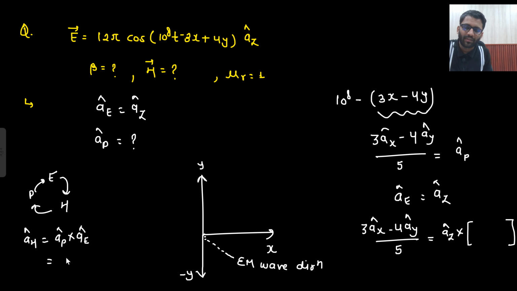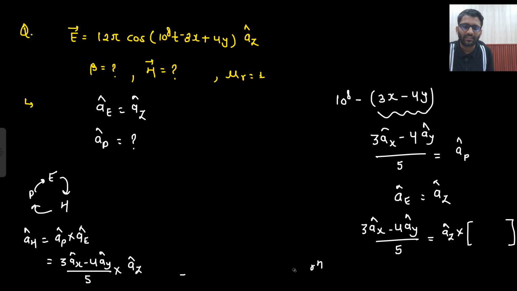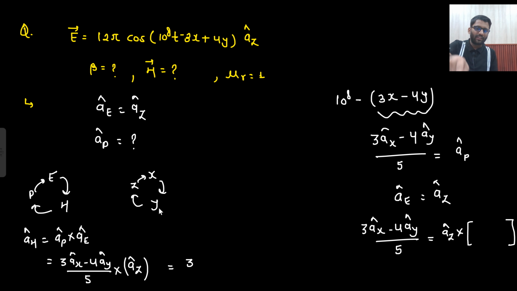3AX cap minus 4AY cap, divided by 5, cross AE cap is AZ cap. Okay. So let me erase this. This is not useful for you. So now basically, AX cross AZ, what will it give you? X, Y and Z. So Z cross X will give me Y. So X cross Z would give me minus AY. Minus 4 AY cross AZ. Y cross Z would give me X.